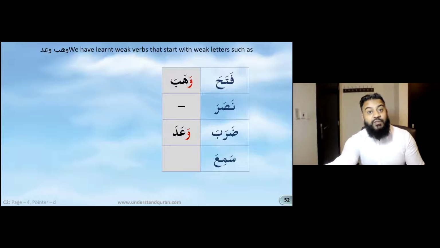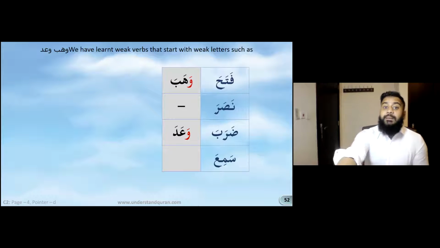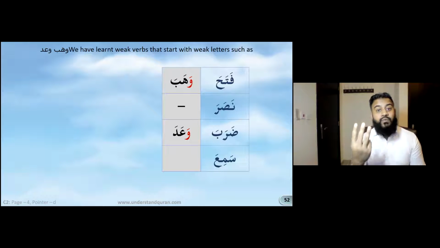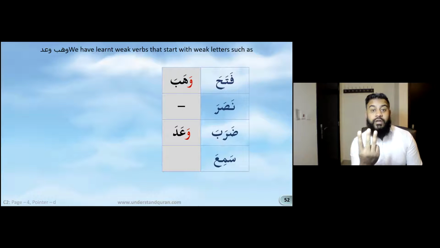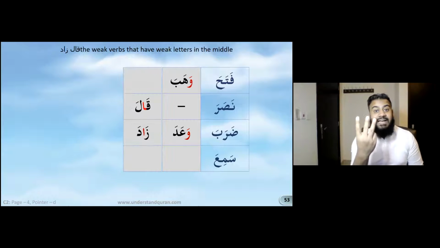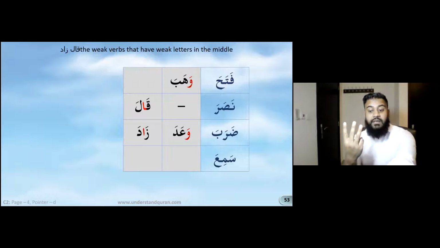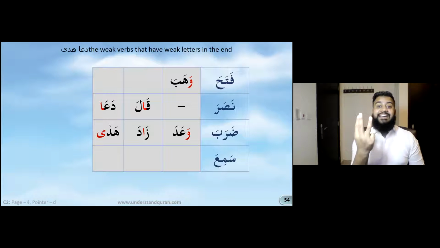We then talked about the weak letters, and we said that there are 3 patterns in here. The difference in the patterns is what? The fact that you have 3 letters in each root word, at which position the weak letter occurs. Wahaba and Wa'ada is at the beginning. Then we have Qala and Zada, which is in the middle. And then we had Da'a and Hada, where the weak letter is at the end.